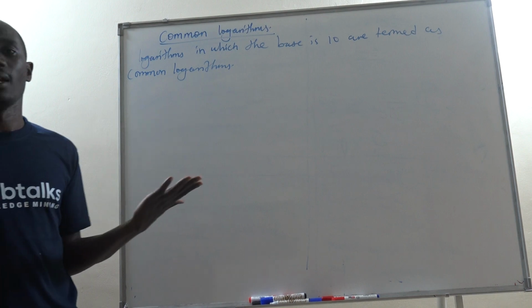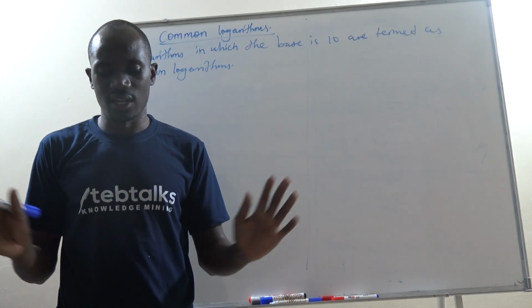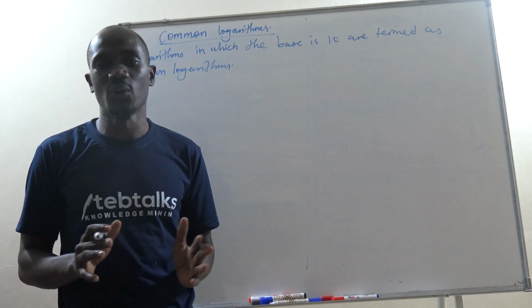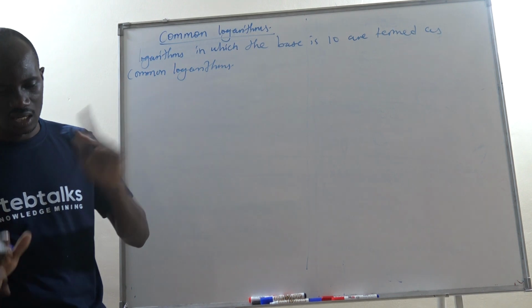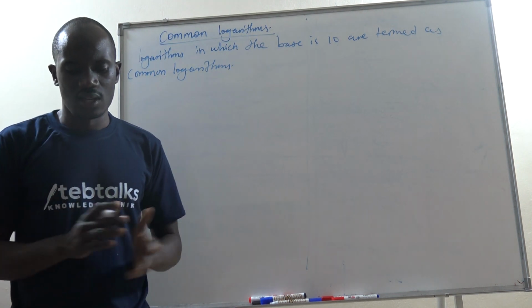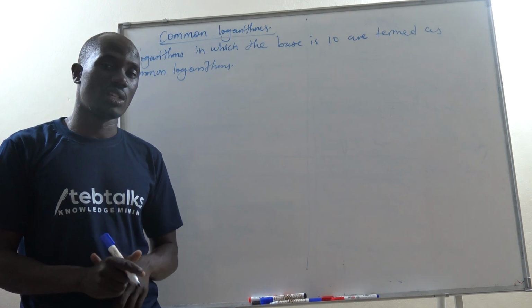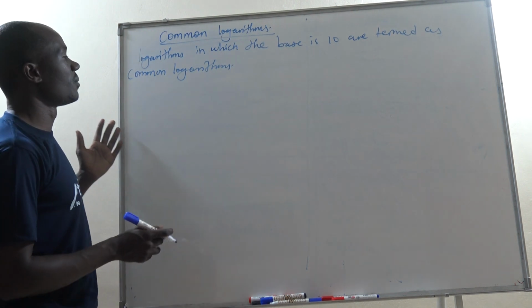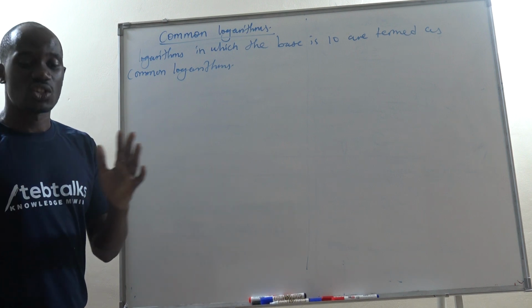If they don't put the base for you, just know that these are what we call common logarithms. If they don't give you a base, know that it's base 10. So that's what has been there. These logarithms help in easing decimal calculations accurately.